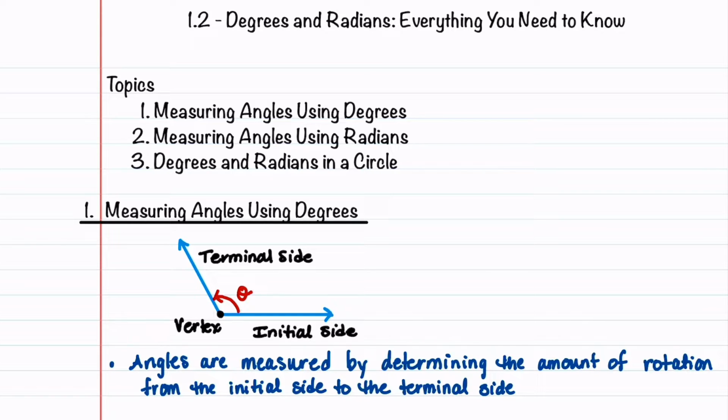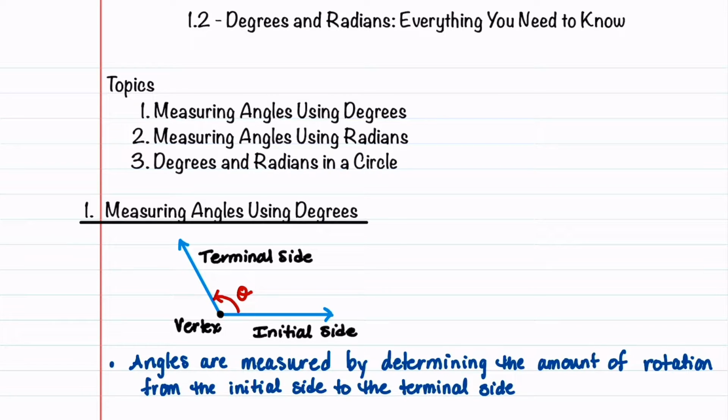In this video, I'm going to define what a degree is and what a radian is, explain how they were used to measure angles, and show how their definitions determine the number of degrees and radians in a circle. Let's begin by looking at the definition of a degree.